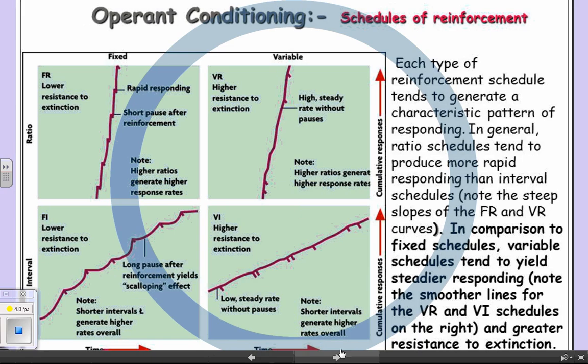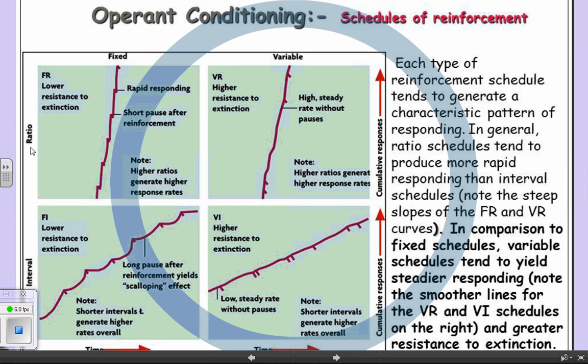Now, this graph is for you to understand better the fixed ratio and the variable ratio of reinforcement. It's a little bit different from the previous one. We're going to discuss it, and I have a reason why it is like this. You can read all this. I'll try to explain what I want you to remember. This is your duty to read. This is my duty to explain.